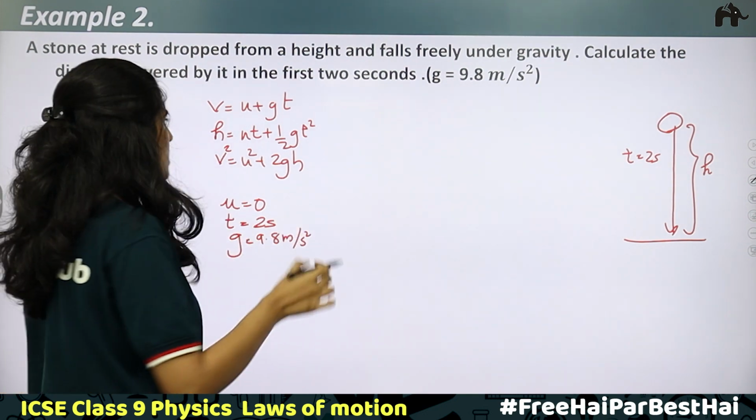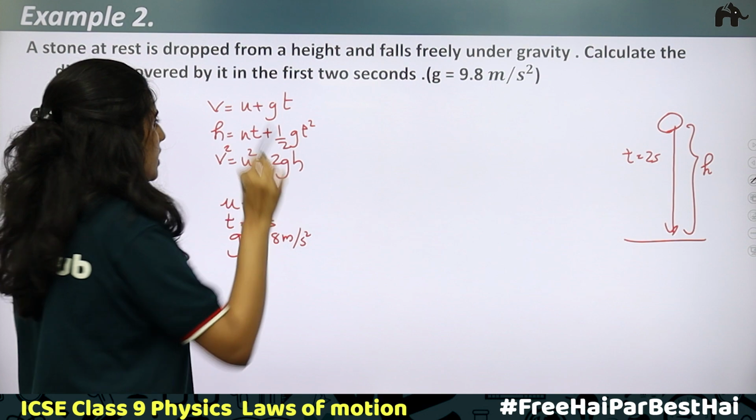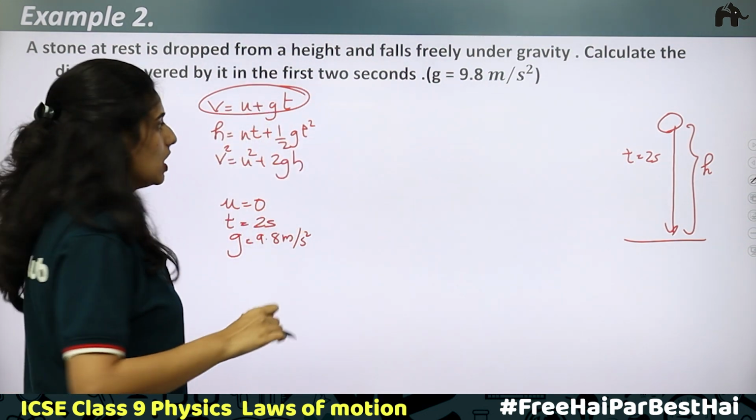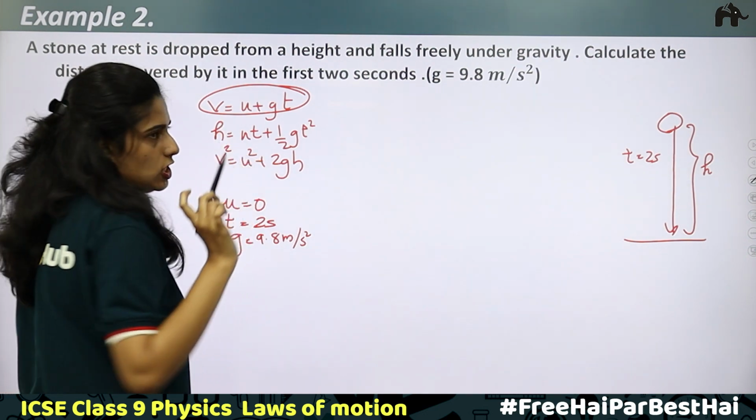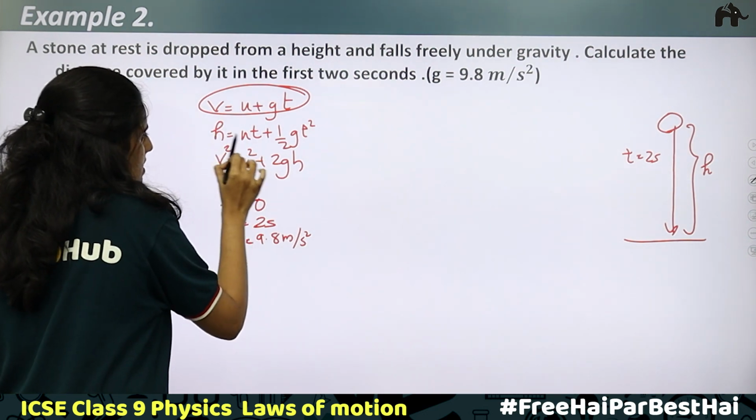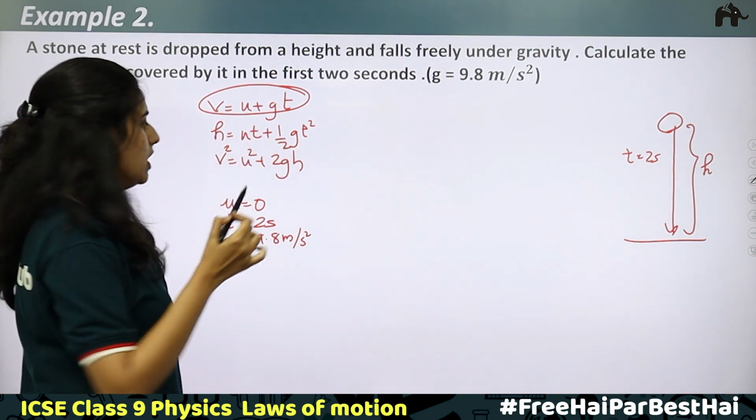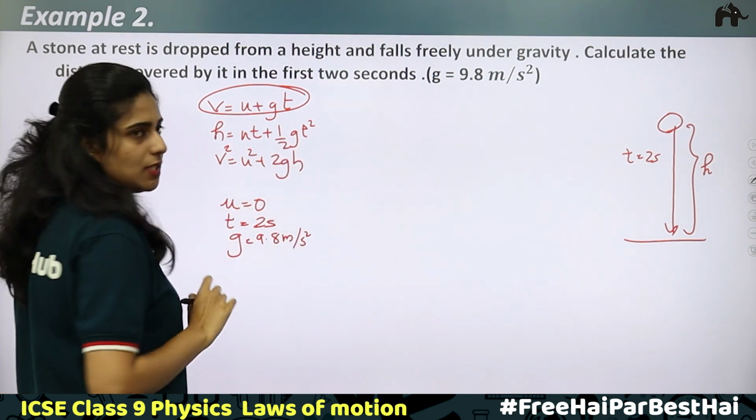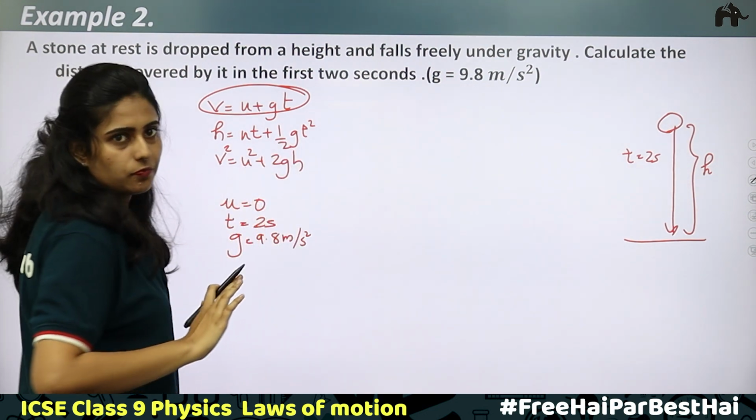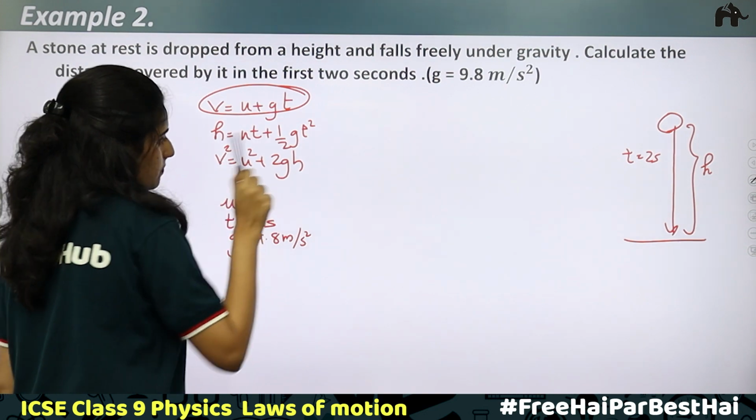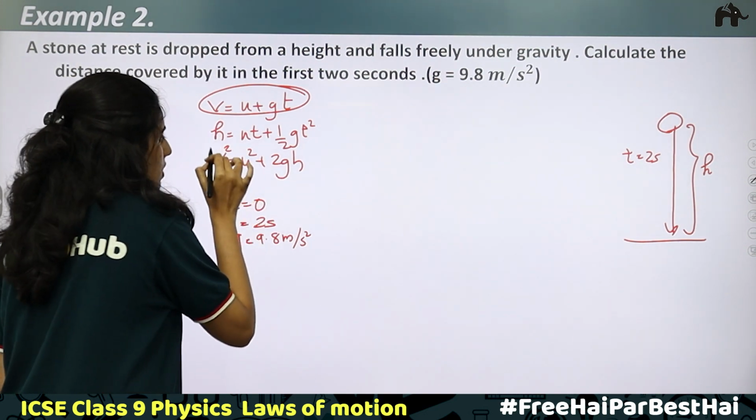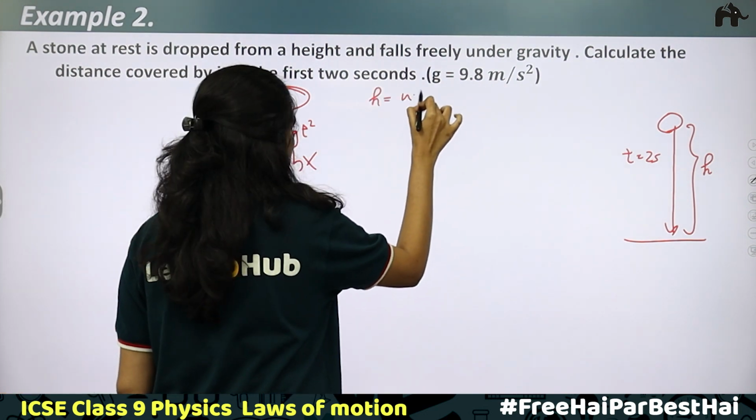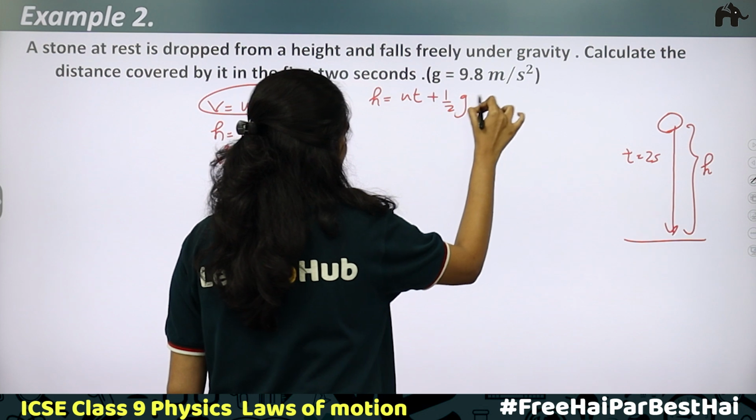So, which equation to use? If we are using the first equation, we cannot find the total distance covered because here we don't have the h. So either of these two equations we can consider. Here we have h is equal to ut plus half gt square. u we know, u is equal to 0, t is 2 and g is 9.8 meter per second square. So this can be used. We cannot use the last one because we don't know the final velocity. So taking this equation, h is equal to ut plus half gt square.